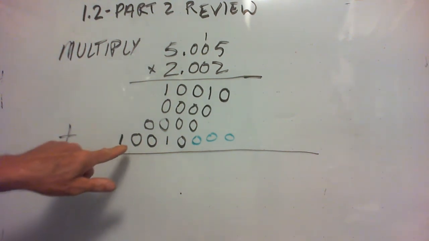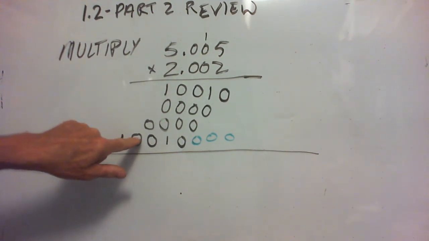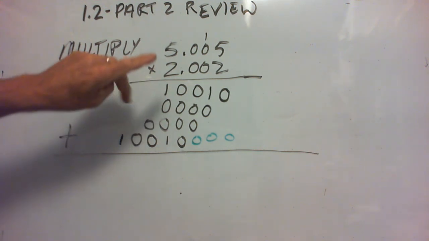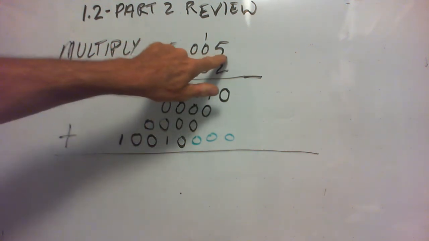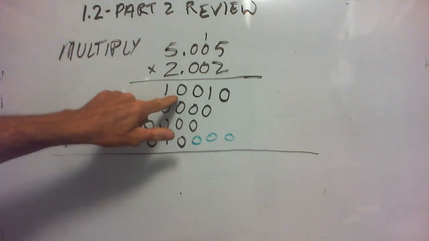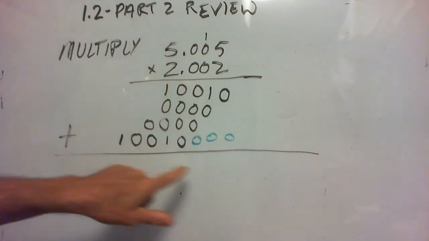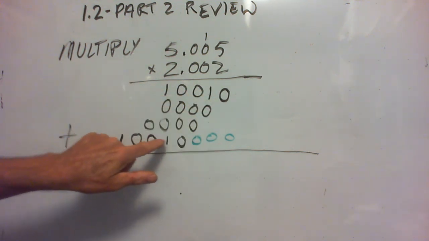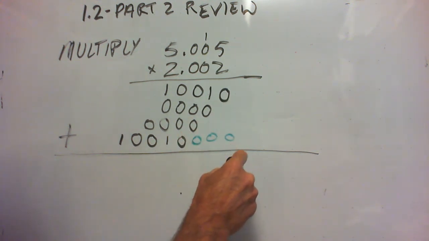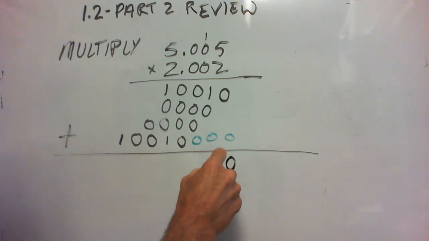Oh, and I just see that I put an extra 0 here. It should have been 001. I caught myself here, because this 2 times 5,005 should be the same as this 2 times 5,005. We had 10010, which you get 10010, which we did. Now I got that fixed up. Now we add these columns.